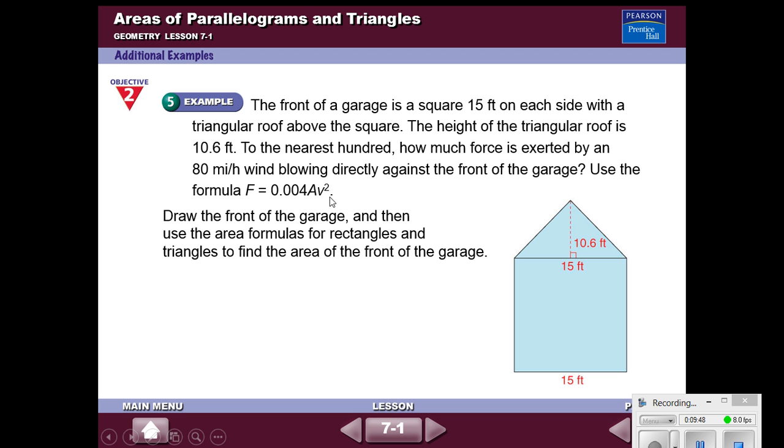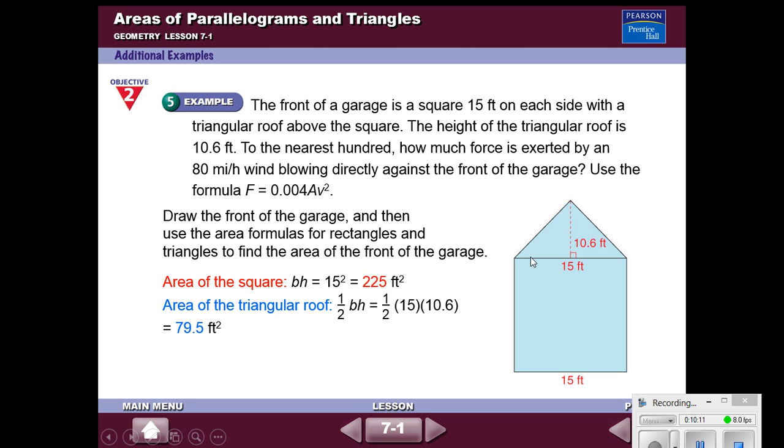We figure out how much force. The formula for the force is 0.004 times the area times the velocity squared. So we need to compute the area. The area is going to be the area of both the square, 15 by 15, and half of 10.6 times 15. So there's the area of the square, 15 by 15, 225 square feet.